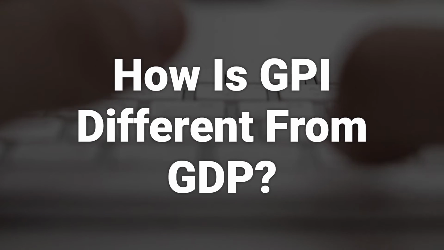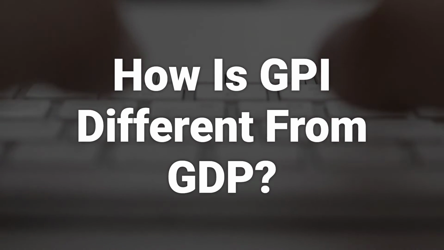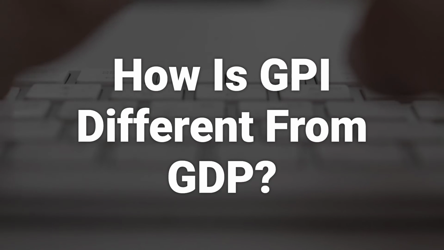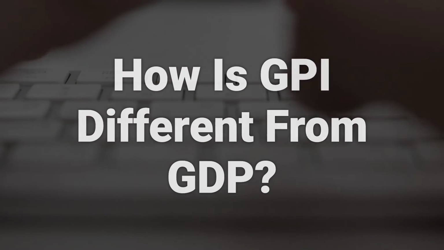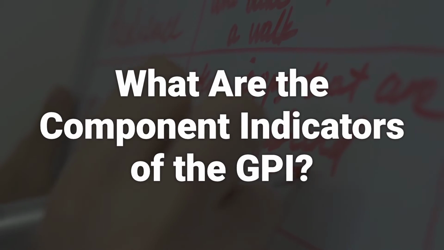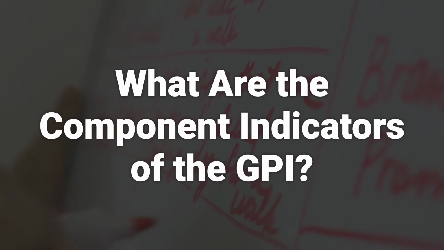Genuine Progress Indicator factors in all the components of the gross domestic product, GDP, and includes environmental and social elements that impact the economy, such as pollution, volunteerism, crime, and climate change. The GPI consists of 26 indicators, grouped into 3 categories.